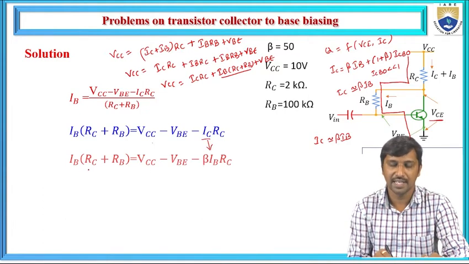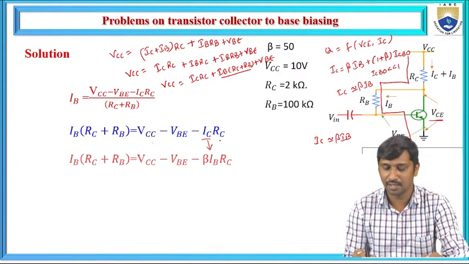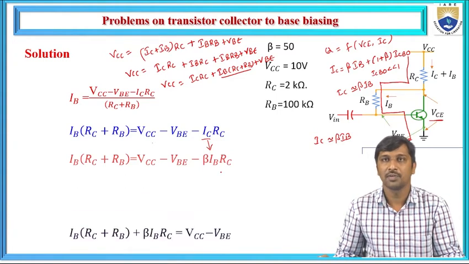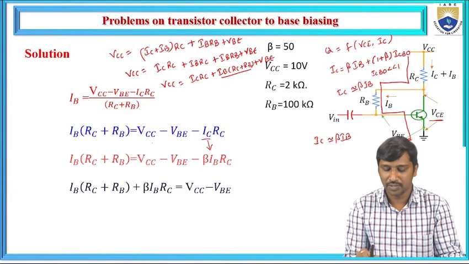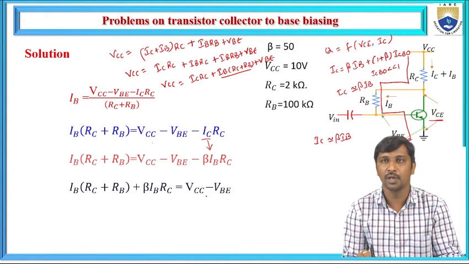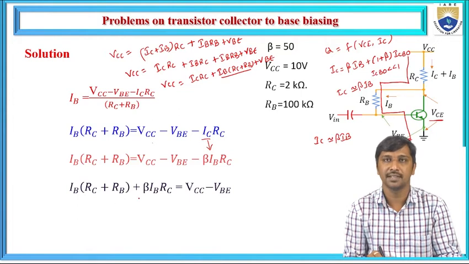This IC is replaced with beta times IB. Hence, IB times (RC plus RB) is equal to VCC minus VBE minus beta times IB multiplied by RC. Now from this, we need to calculate. We take this outside, so the IB terms are on one side: IB times (RC plus RB plus beta times RC) is equal to VCC minus VBE. From this, I am going to calculate how much base current flows.